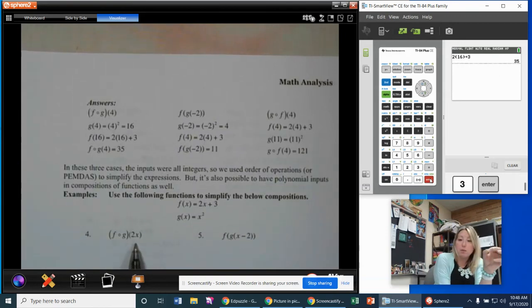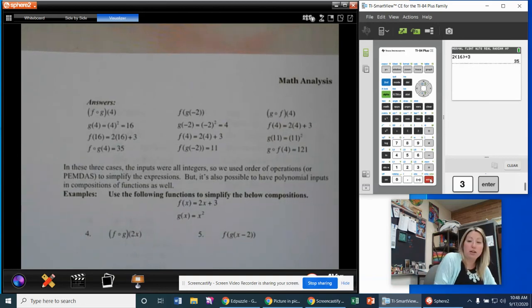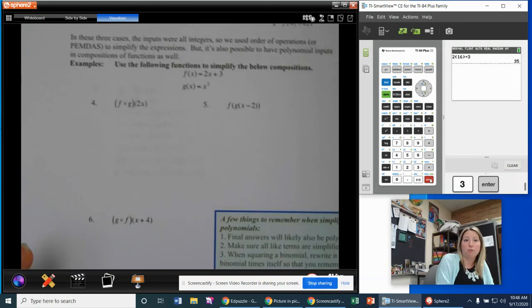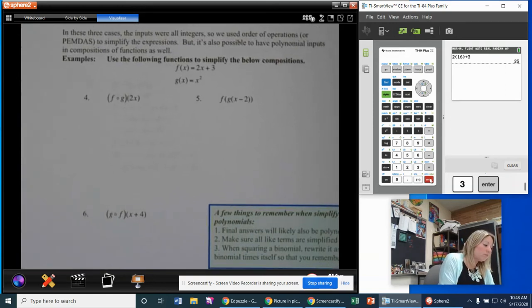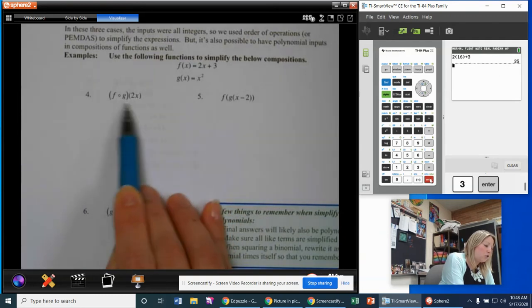You might be asked to plug in a polynomial. Well, this polynomial is the entire thing that will replace your variable. So here is where we're going to have to remind ourselves how to FOIL and things like that. We'll have to do some distributing, some FOIL, depending on what your functions look like. Well, we're using the same two functions we used on the front, purposefully. This time, instead of plugging in an integer with g, I'm plugging in 2x.